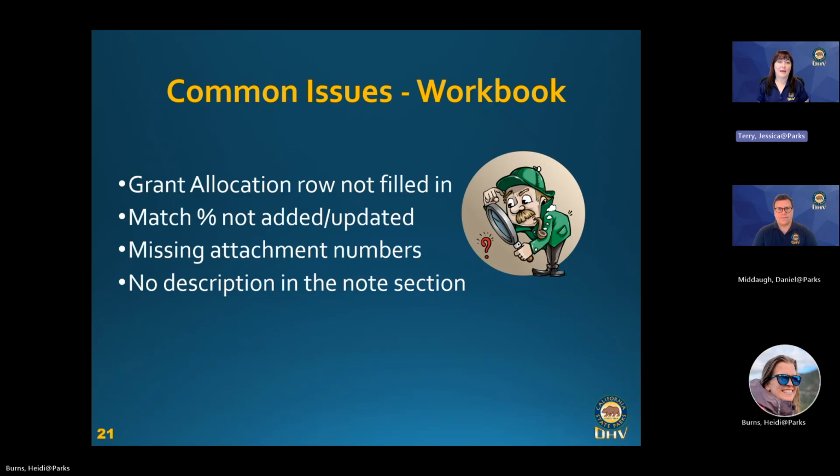On the grant and match tabs, we see missing attachment numbers and/or no description of what that item is in the notes section. You can imagine how that review might take a lot longer than if everything was labeled. And in all reality, we might have to send it back to you because we have other submissions we need to review that have all the info that we need. So do just take one glance before you submit it, see if you've listed all of those details for us.